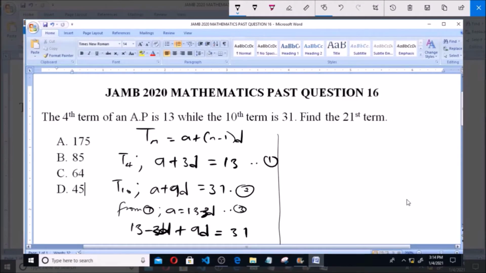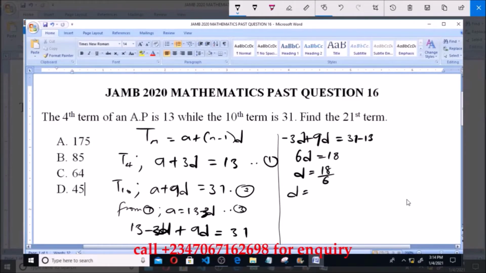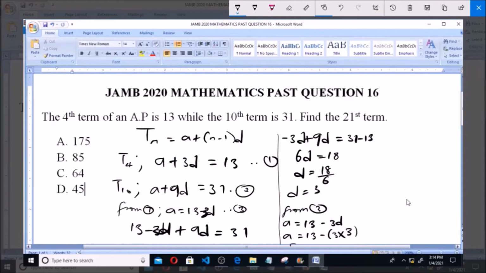So collecting like terms, we'll have minus 3d plus 9d equals 31 minus 13. And this will give us 6d equals 18. So d is equal to 18 over 6, and d is equal to 3. Now from equation 3, we have that a is equal to 13 minus 3d. That means a is equal to 13 minus 3 times 3. So a is equal to 13 minus 9, which is equal to 4.